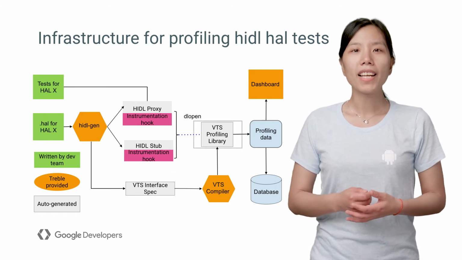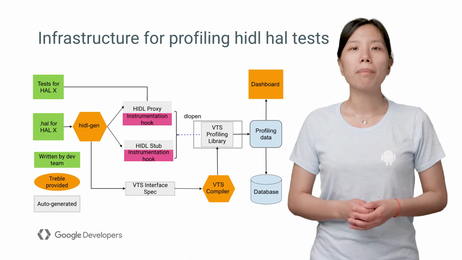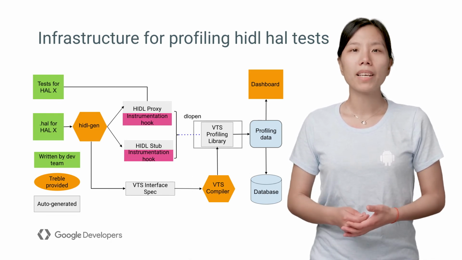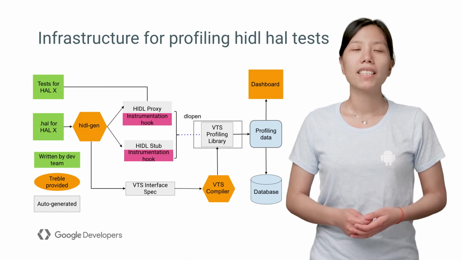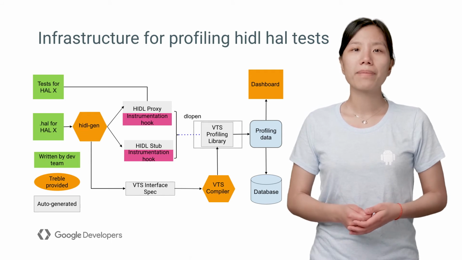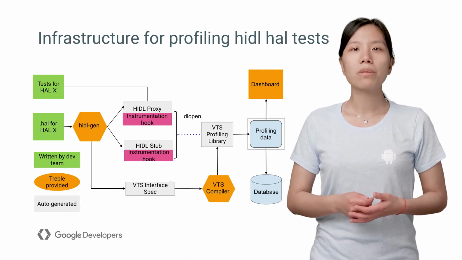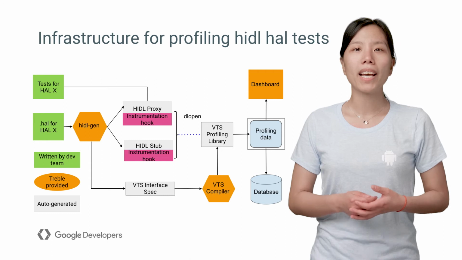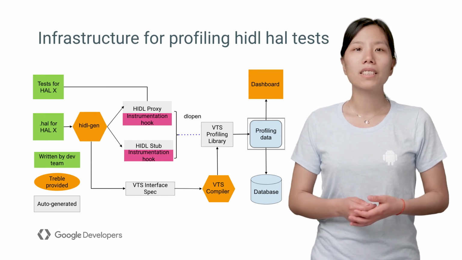The VTS profiling library is generated by the VTS compiler, and it records the timestamp at the entry and exit of each API call as well as other information, and writes them into trace files. The VTS test runner will parse those trace files, extract the latency of each recorded API call, and export it to the VTS dashboard for visualization.